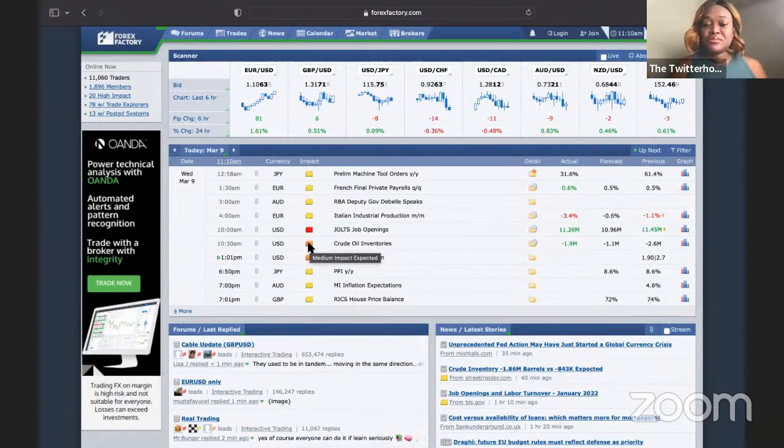But typically, say if it was another currency, say it was AUD that had a red folder, I would still trade. I just wouldn't trade anything that has AUD, that's the Australian dollar, in it. So red folder, you don't trade that currency. Orange folder, it's medium impact. I will trade it at times, but if I'm going to trade it, I'll reduce my risk. Yellow folder, that really is not an issue for me.